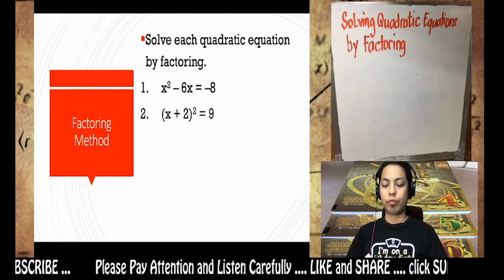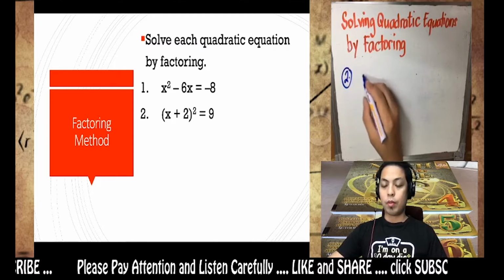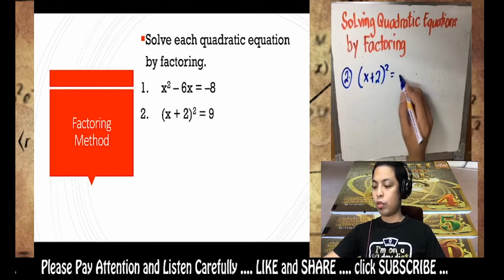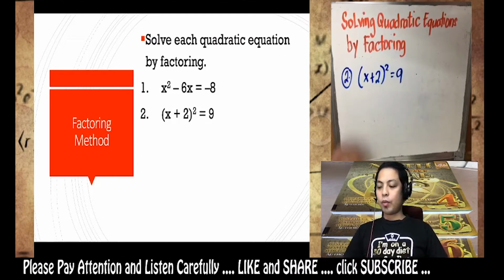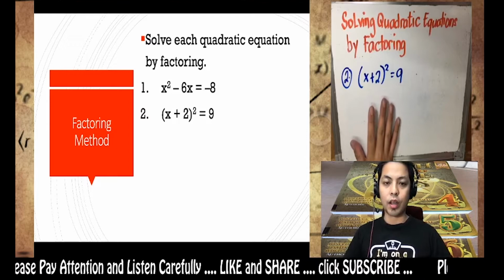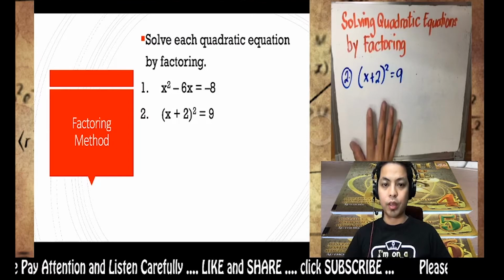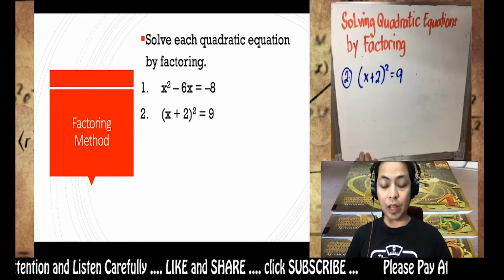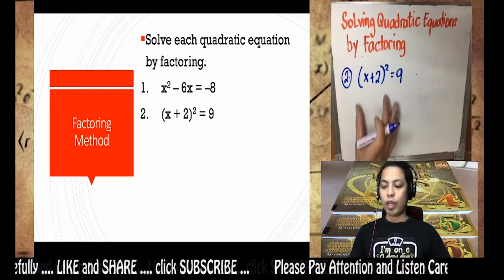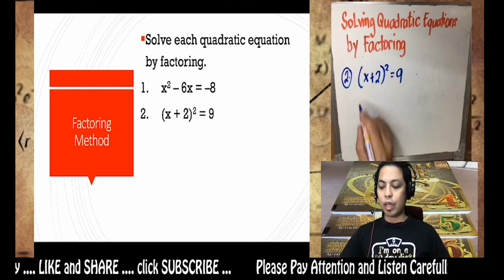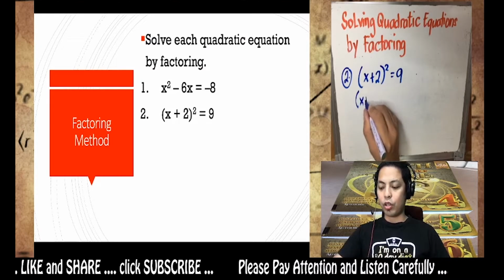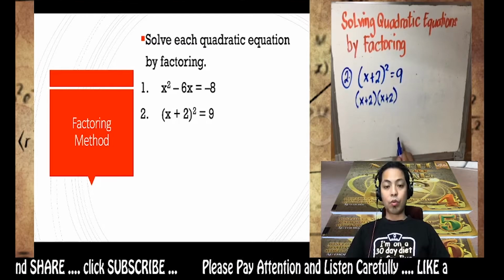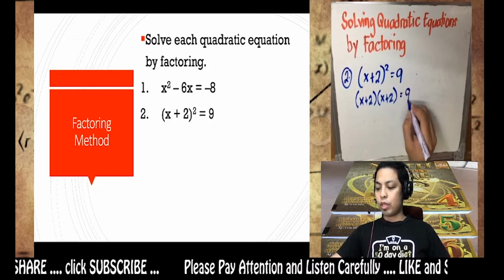We have number 2. Number 2, we have the quantity x plus 2 squared is equal to 9. Makikita natin dito, pwede natin gamitin yung extracting square root or square root property. But, according sa direction, solve each quadratic equation by factoring. So, magfa-factor tayo. So, nakikita natin naka-squared, so pwede natin i-apply ang FOIL method. So, ibig sabihin yan, dalawang x plus 2 na minumultiply is equal to 9.